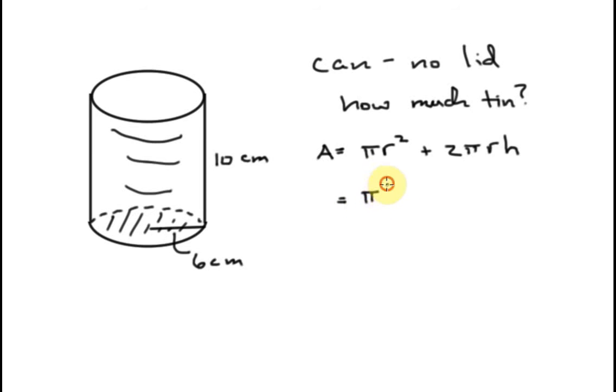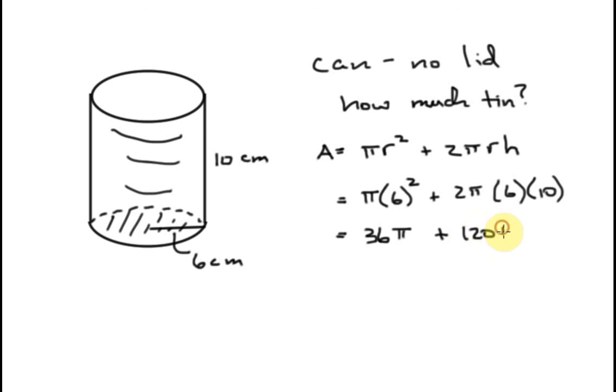So my radius is 6 and the height is 10. So let me just show you something before I put it through on the calculator. What you can do is square the number. 6 squared is 36, and then leave it as 36 pi. And then over here, 10 times 6 times 2, which is 120 times pi.